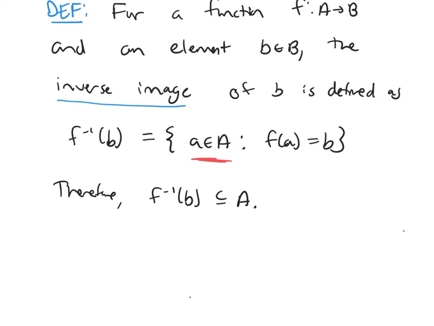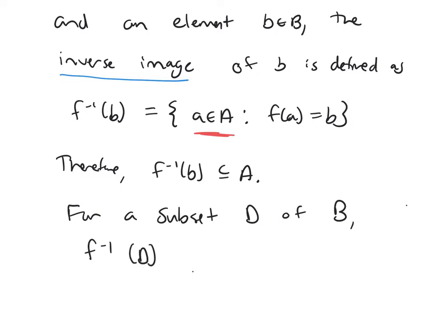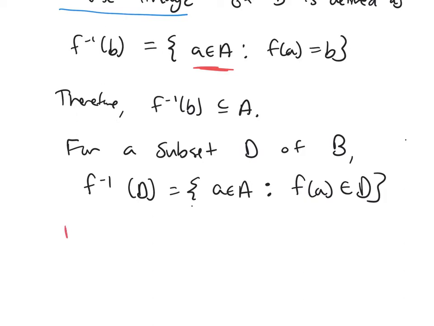Now we can also take the inverse image of not just an element. You could do the inverse image of a set. So we'll say for a subset D of B, f inverse of D is going to be all the elements of A where f of a is an element of D. One thing I'll note here is that if D is B, f inverse of B is going to be the set A.